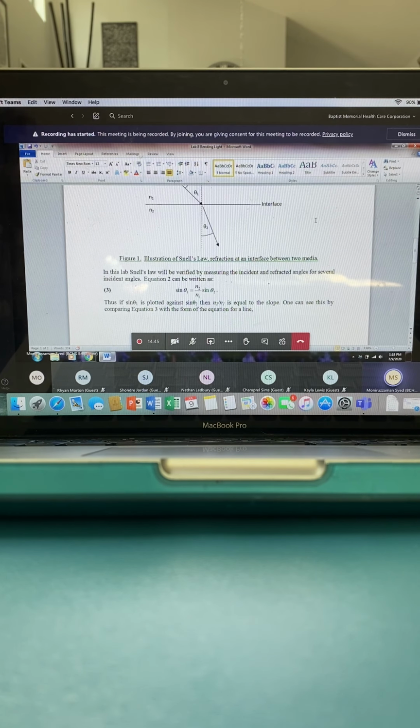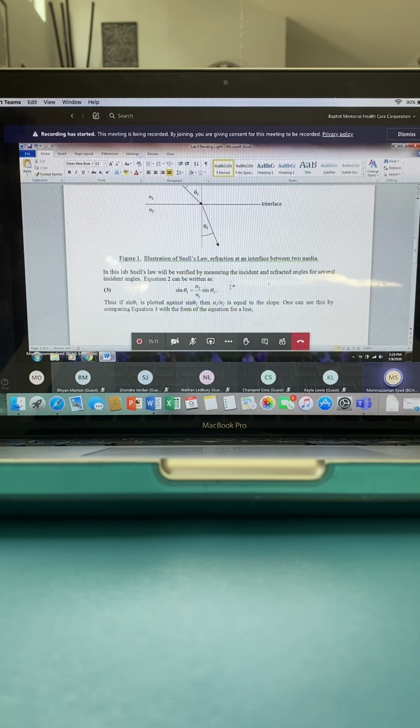I'm going to talk about that in a minute, but I just wanted to make sure of this. When you plot sine theta 1 and sine theta 2, you are going to get the slope of that plot, and that slope should be exactly equal to N2 over N1. So from there, you can calculate whatever index you are trying to get.